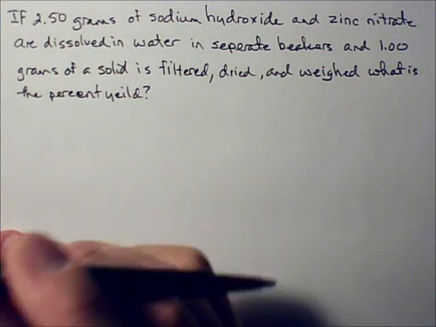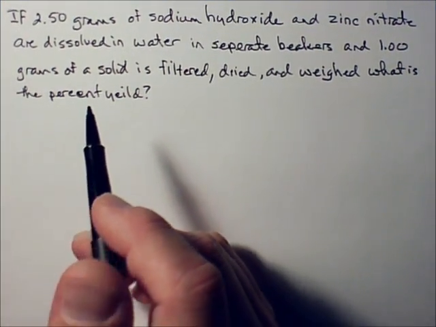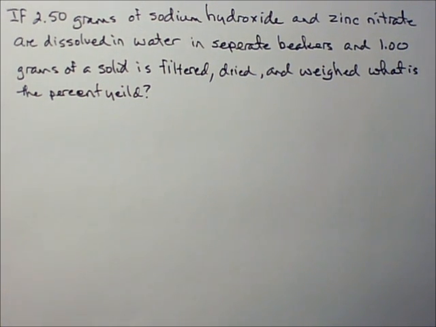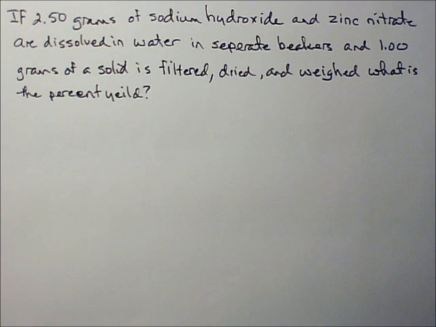Okay, so here's the question. If 2.5 grams of sodium hydroxide and zinc nitrate are dissolved in water in separate beakers, and 1 gram of a solid is filtered, dried, and weighed, what's the percent yield? Now this is going to require a lot of calculations. And the first thing we're going to have to do is to figure out what our limiting reactant is.